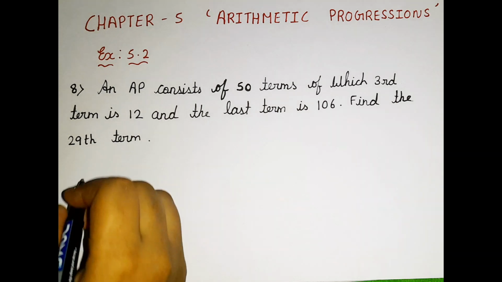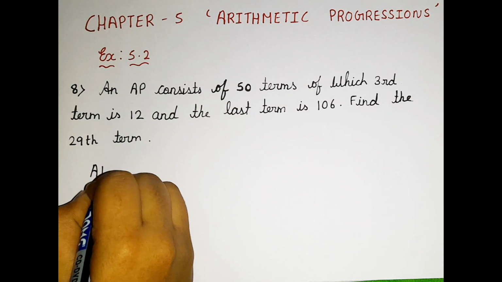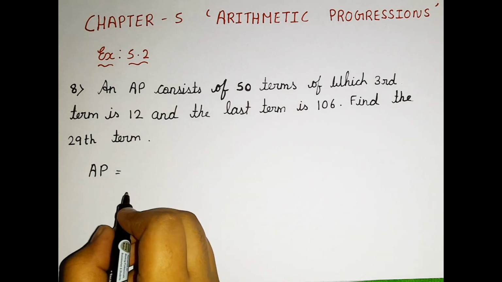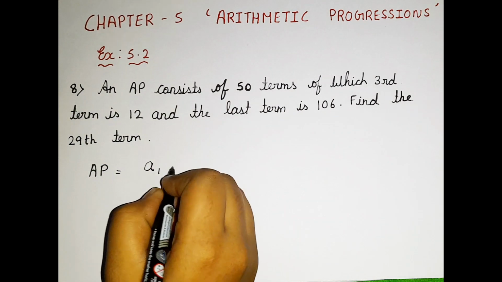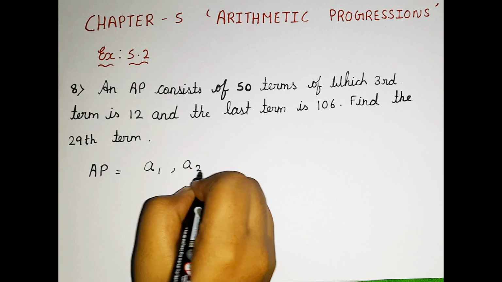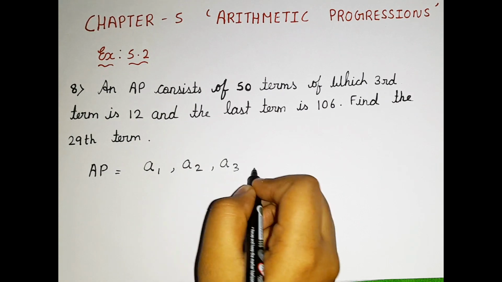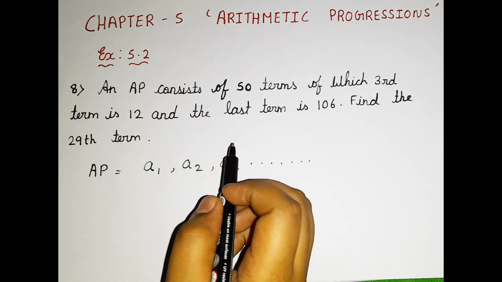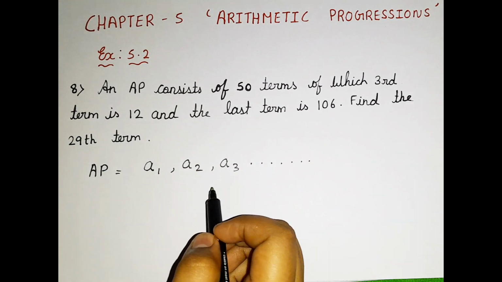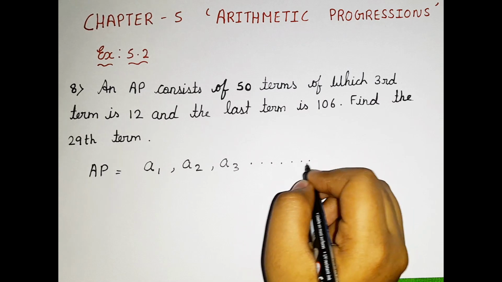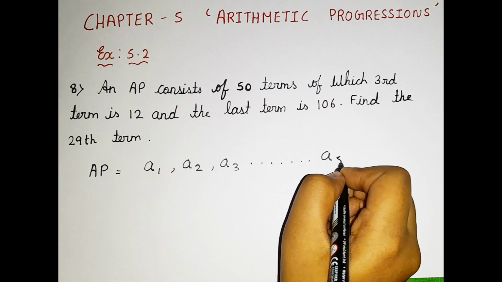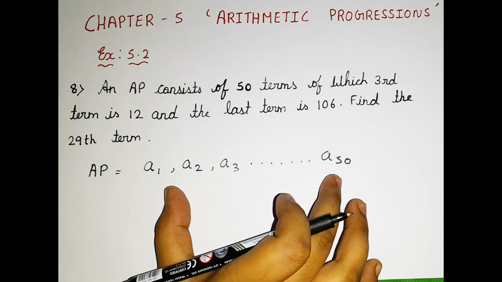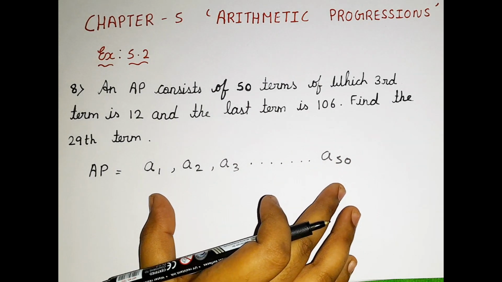So AP means arithmetic progression. There is an AP that has 50 terms. Of course you know that in an AP we'll have a first term, second term, third term and so on. According to the question, there are 50 terms in this AP, so we can write A50. A50 means this AP contains 50 terms.